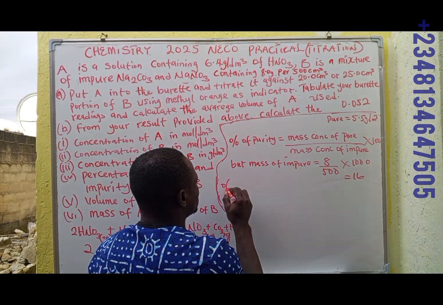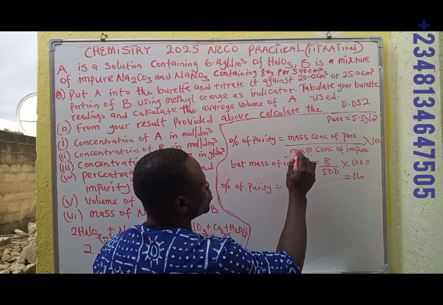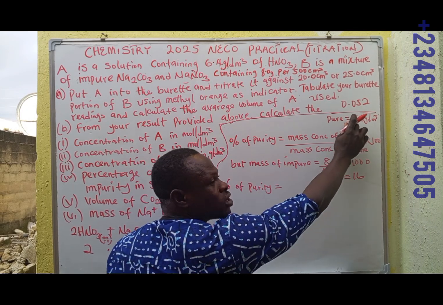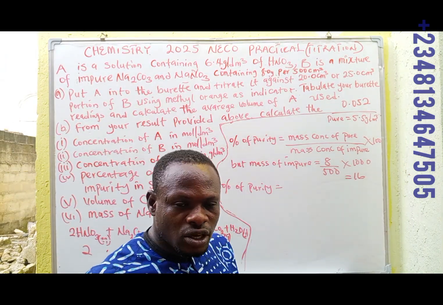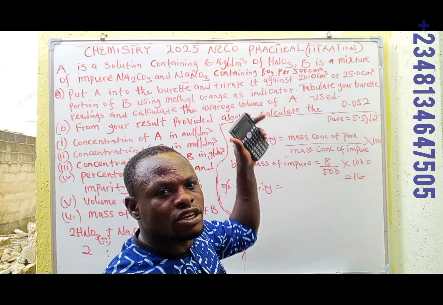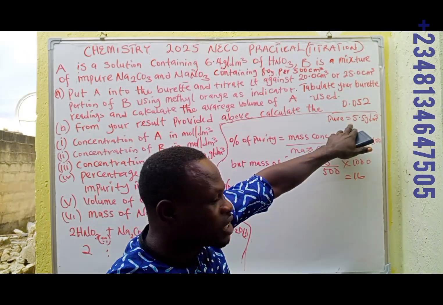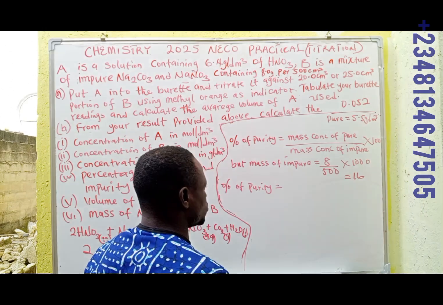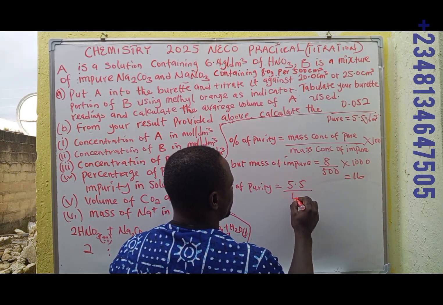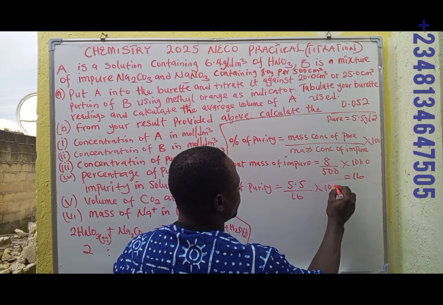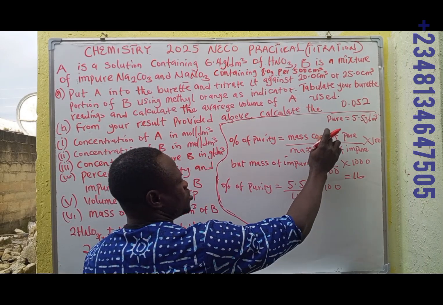We have percentage of purity is equal to mass concentration of pure over mass concentration of impure. The mass concentration of pure acid is the one that you calculate, while the one for impure is the one given in the question. Is that understood? So we have 5.5 divided by 16 times 100. You get that? And using the formula.